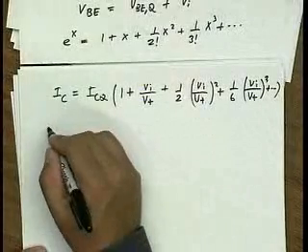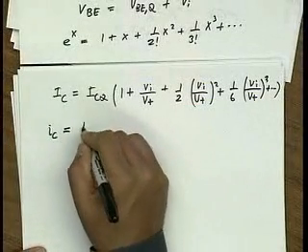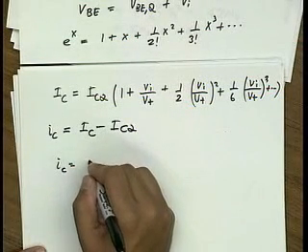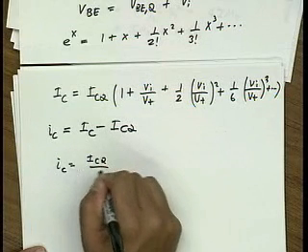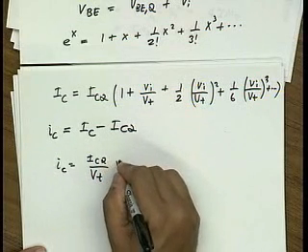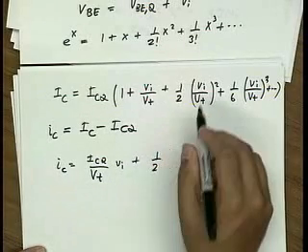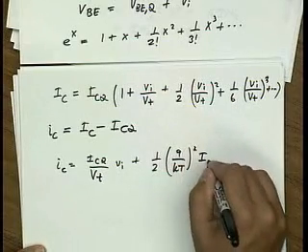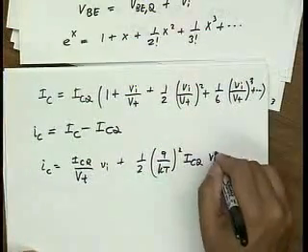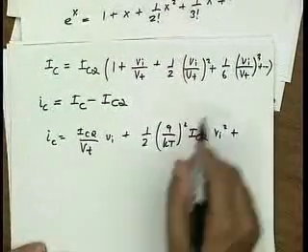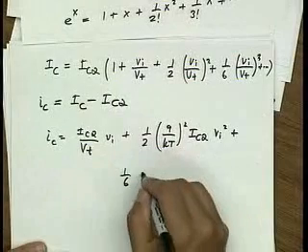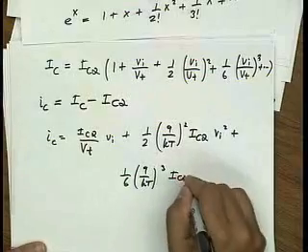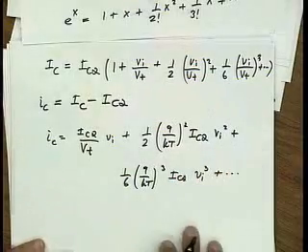So now the signal current is the output current minus the bias current. So the signal output simply looks like ICQ over VT times the input, plus this term, 1/2 Q over KT squared ICQ V input squared, plus, I'm just expanding these terms, 1/6 Q over KT cubed ICQ V input cubed, and so on. Alright?